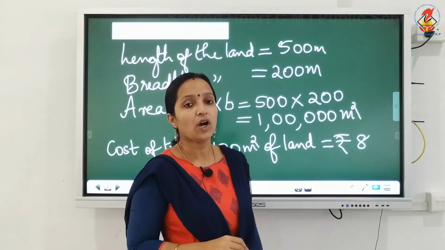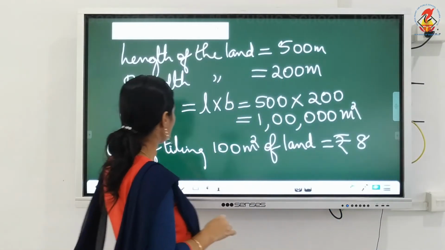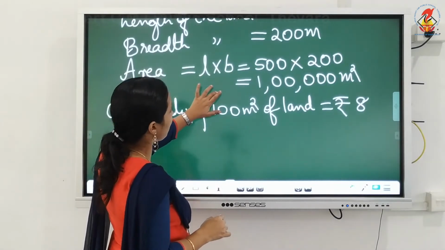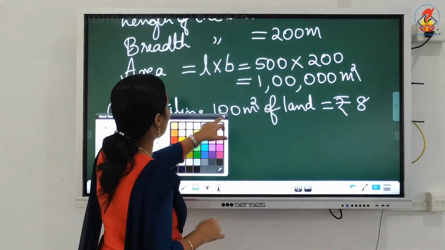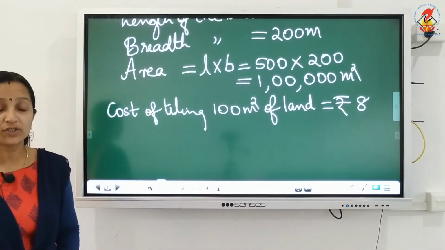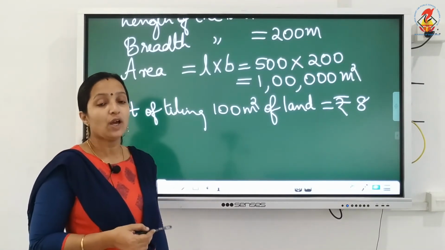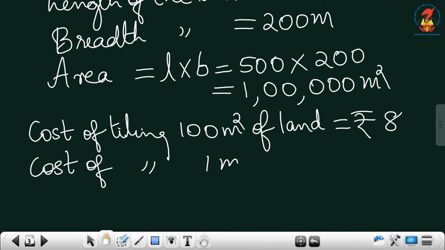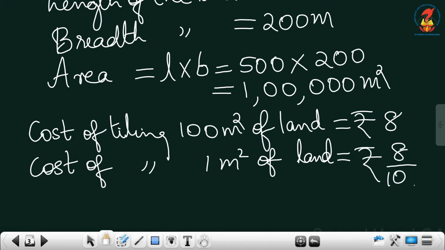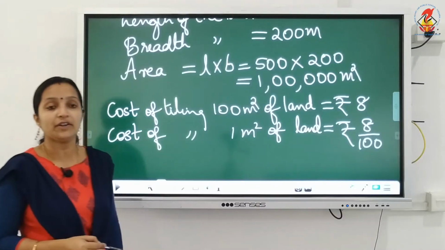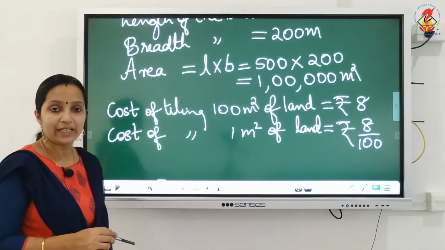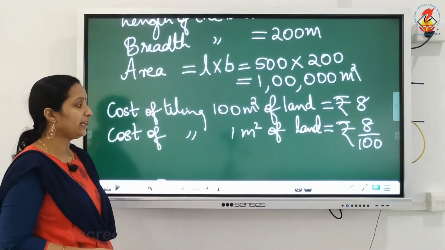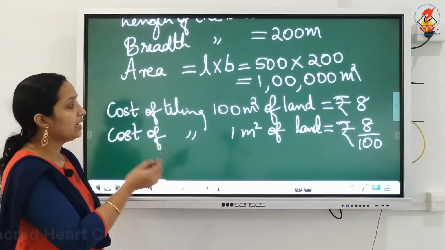So what is the meaning? Cost of tiling 100 meter square of land is rupees 8. So how will we find the cost of tiling 1 lakh meter square of land? How will we find, children? First we find out cost of tiling 1 meter square of land. 1 meter square of land will be rupees 8 by 100. If you know the cost of tiling 100 meter square of land is rupees 8, we can easily find the cost of tiling 1 meter square of land. How will we find? 8 by 100.